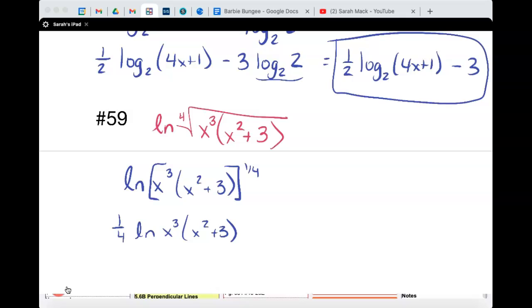How did we use the 1/4? Because that was the 4th root thing. Because, yeah, this whole thing goes to the first power.